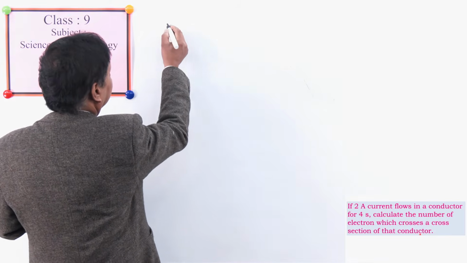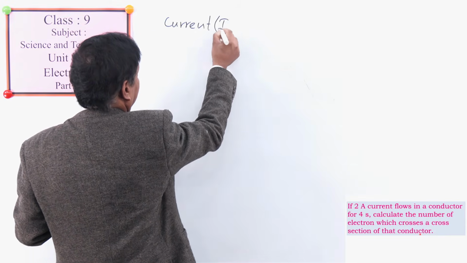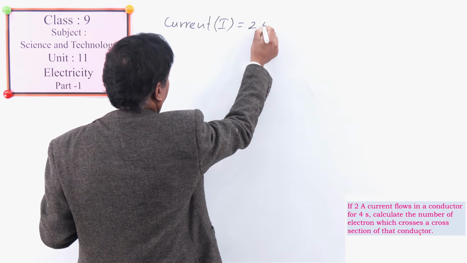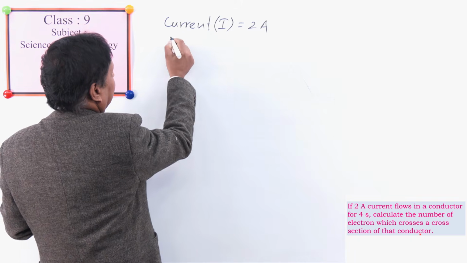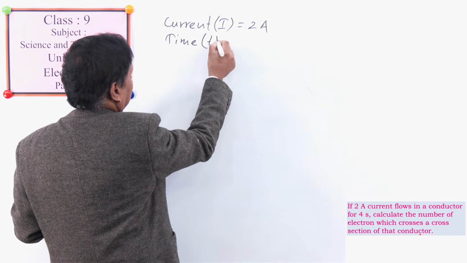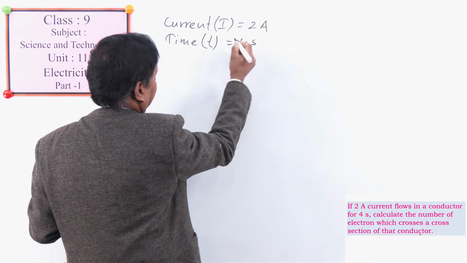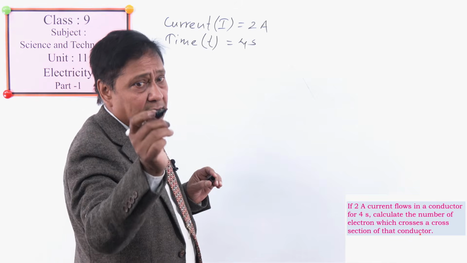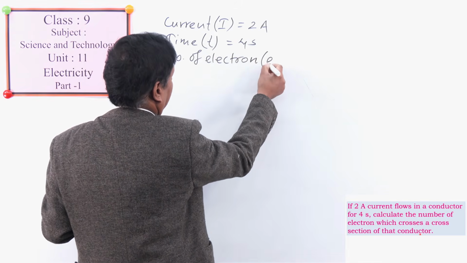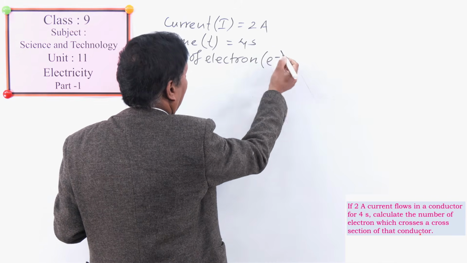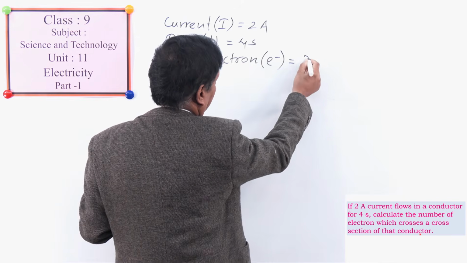First, we have to write the given. Current I is given, 2 ampere. And next, what is given? Time t is given, 4 seconds. And what is the question? Number of electrons. The number of electrons can be represented by e minus equals question mark.